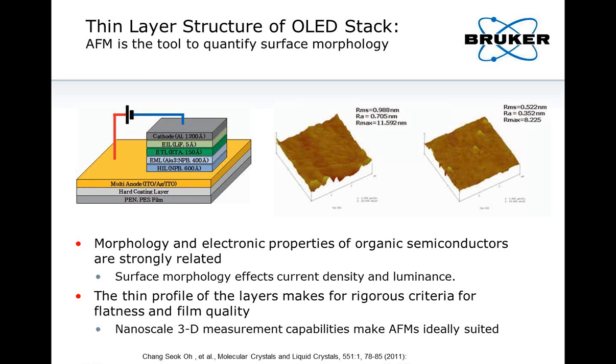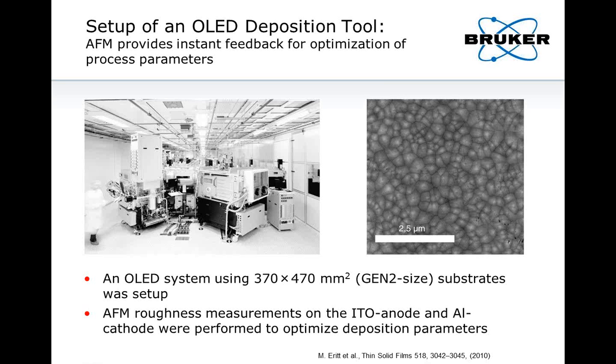And the typical parameter that you find in the literature that people extract from AFM measurements is indeed the roughness number of the surface, to give a quantitative measure of the quality of the surface. And once you do that, you can of course then use the AFM to provide instant feedback to optimize your process.